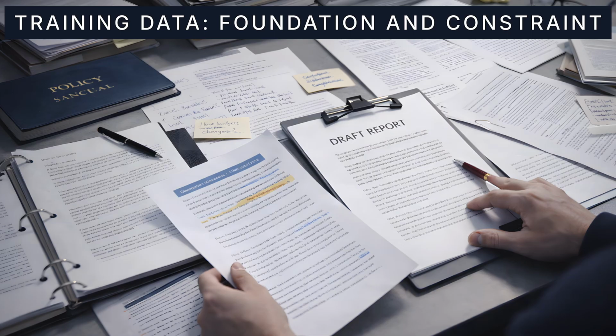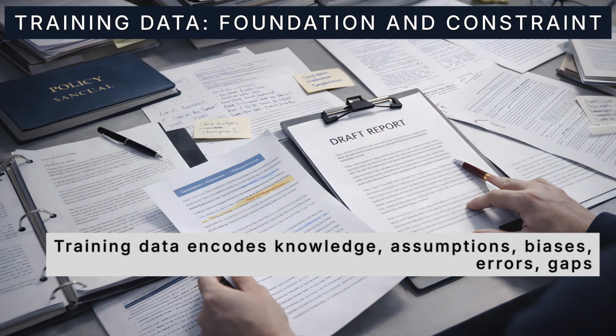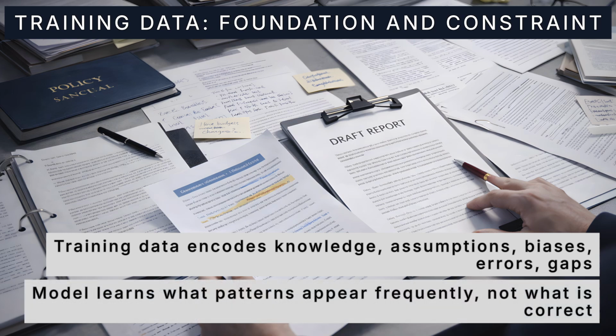Training data, the foundation and the constraint. Large language models learn from massive data sets drawn from text created by humans. This training data encodes knowledge, assumptions, biases, errors, and gaps. The model does not distinguish between truth and falsehood during training. It learns what patterns appear frequently, not what is correct. This means models reflect the statistical properties of their data, including its limitations. Garbage in does not always produce garbage out, but it shapes everything.